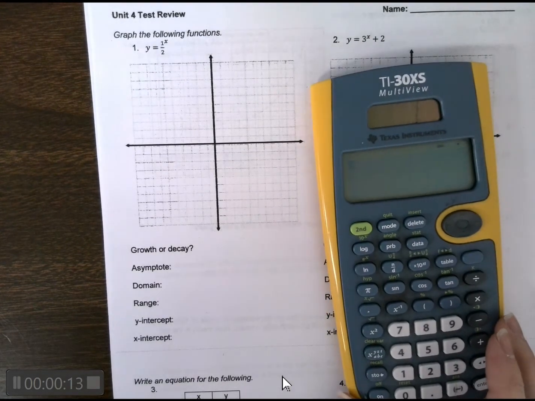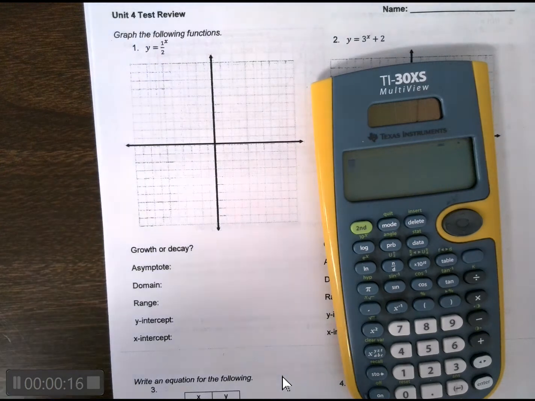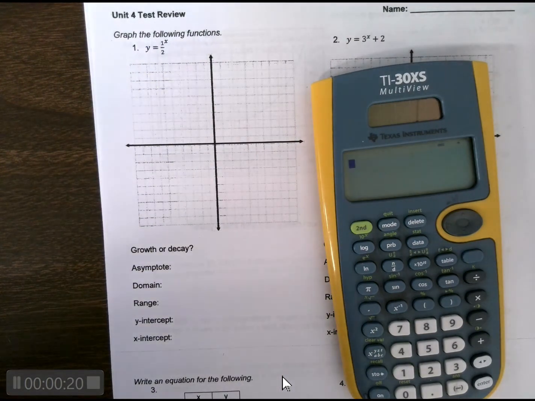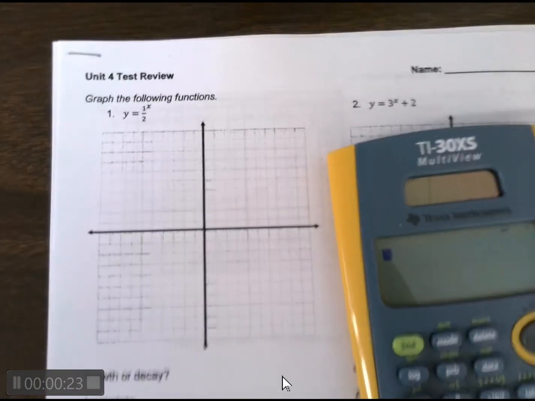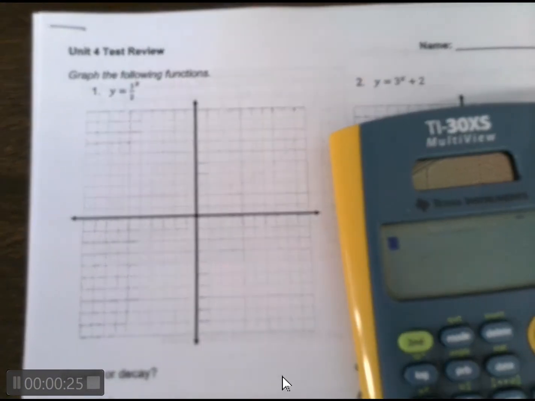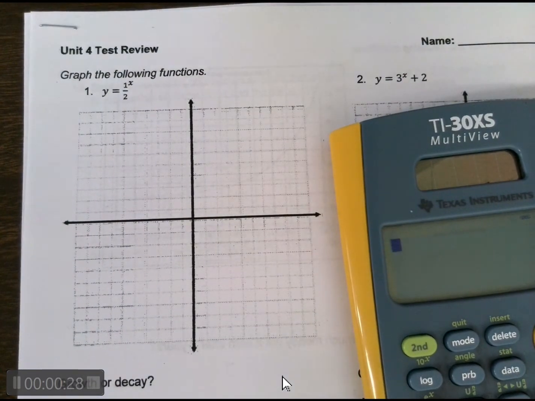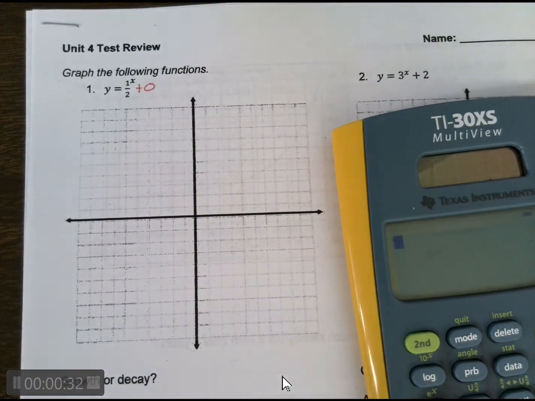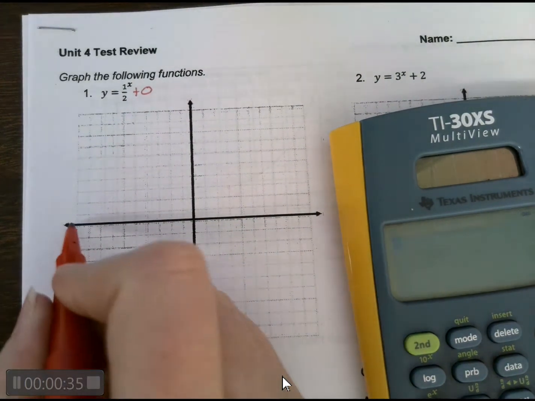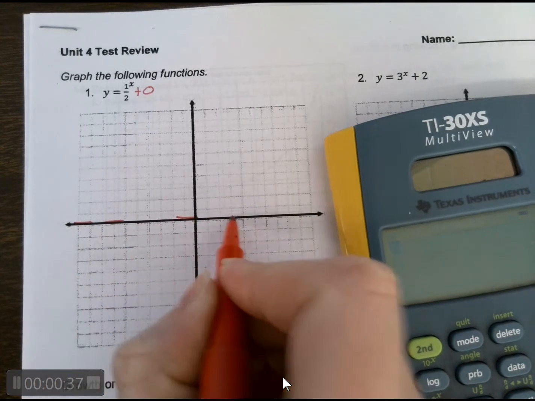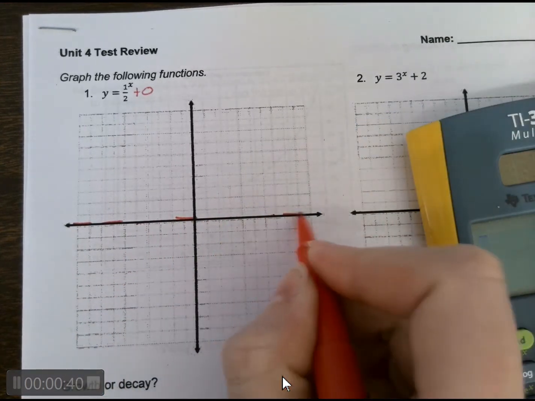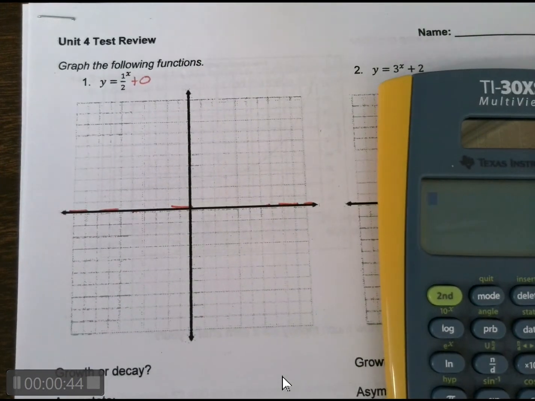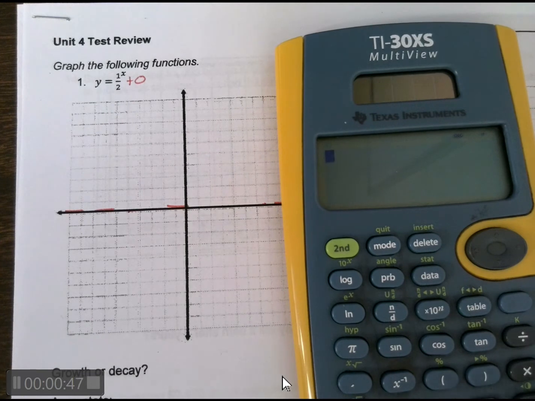So what we need to do is first figure out what our asymptote is. And remember, it is whatever is added or subtracted from our function. So let's zoom in a little bit. Our equation is y equals 1/2 to the x. So our asymptote is going to be 0 because there is nothing added or subtracted from our function. So we're going to put our dashed line, which you can almost see, right on top of our x-axis. And then we need to make a table of values.